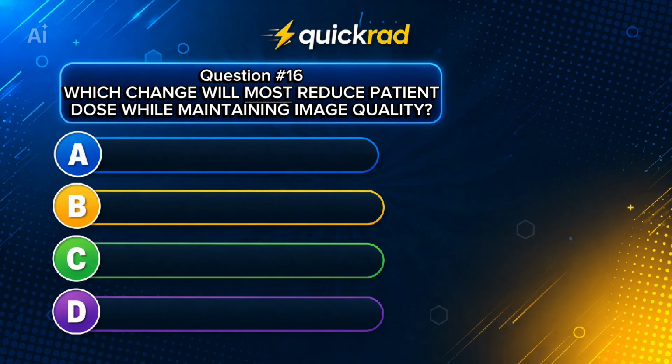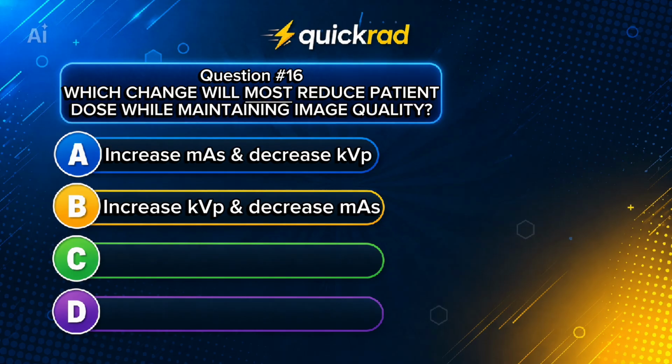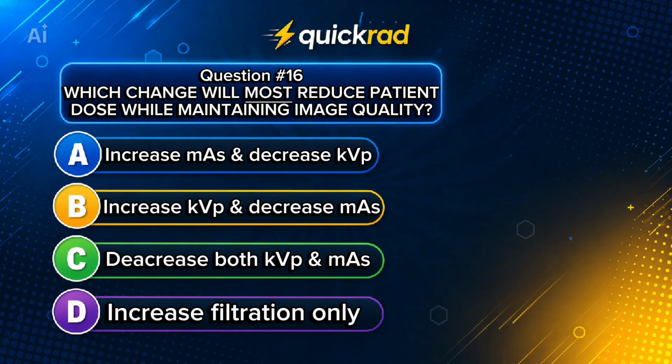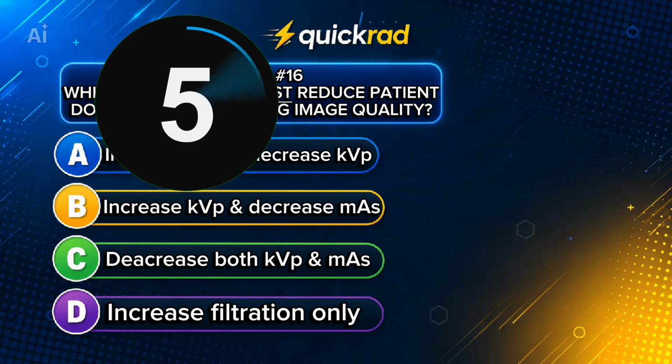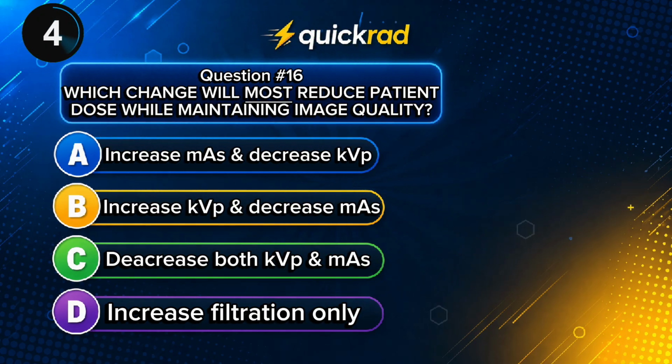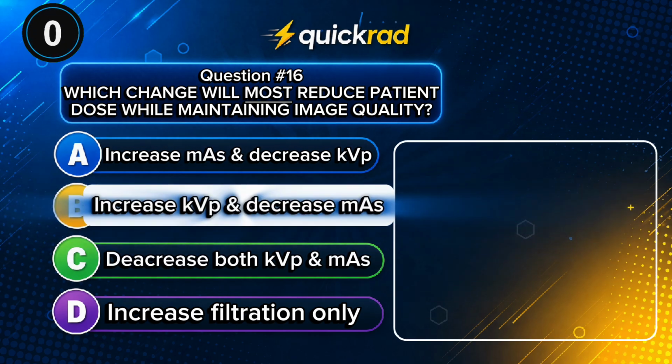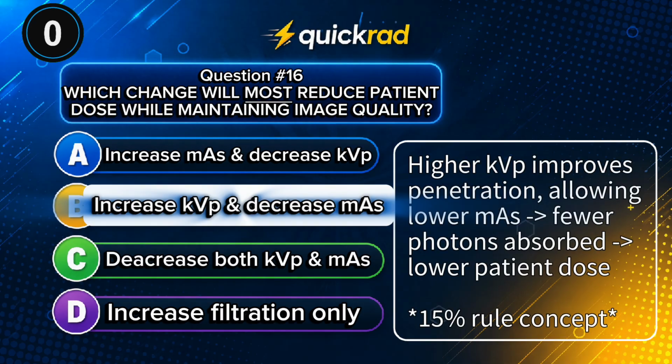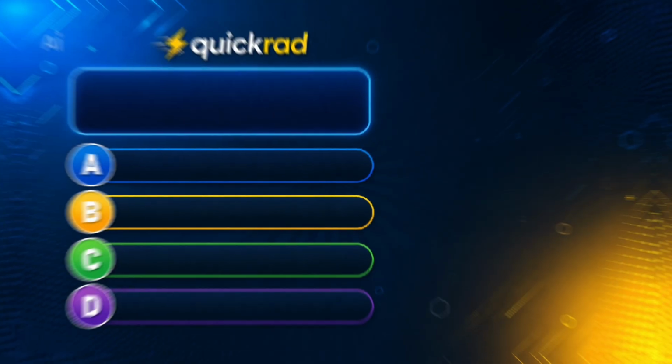Question 16. Which change will most reduce patient dose while maintaining image quality? The correct answer, B. Increase kVp and decrease mAs. Remember the 15% rule concept.